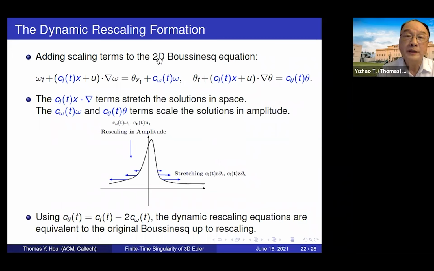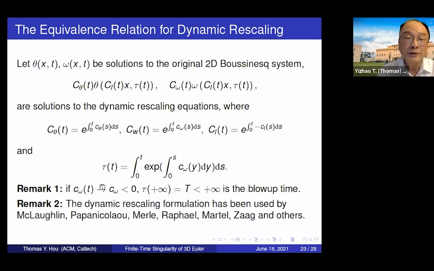But if you expect omega to blow up, you have to put a damping here. C_omega is negative, right? So if you can show that C_omega converges to a limiting constant which is negative, as the rescaled time goes to infinity, then when you map back to the physical time, that becomes a finite time singularity in the physical space, in the original x-t space, right?